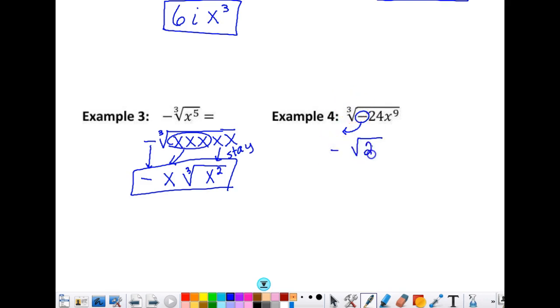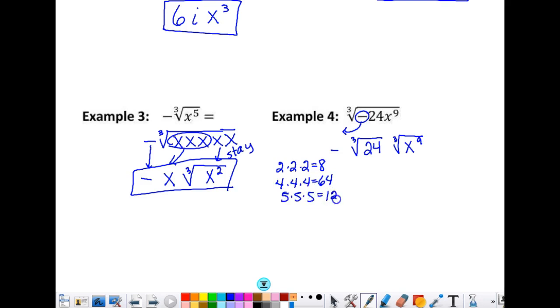Then we have 24, and then we have x to the 9th, and this is the cube root. So you got to think a minute. What would 24 divide by that's a perfect cube? Well, your perfect cubes are 8, and 4 times 4 times 4, 64.